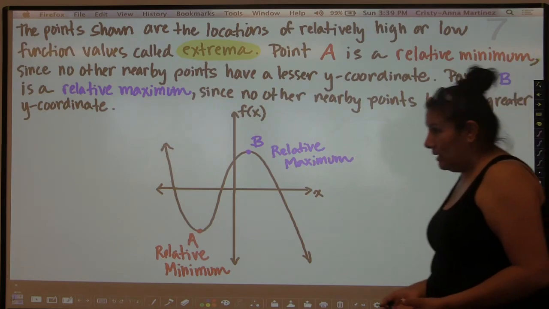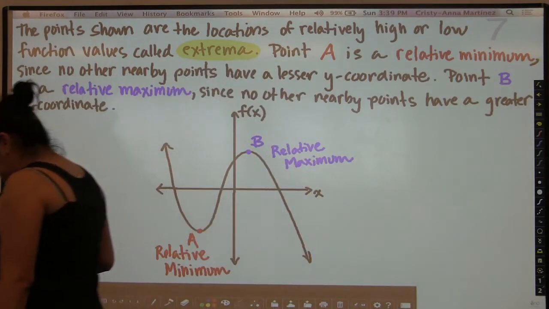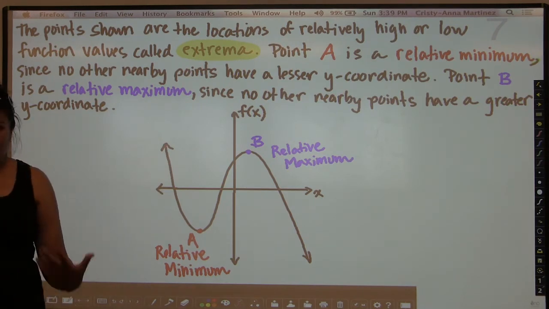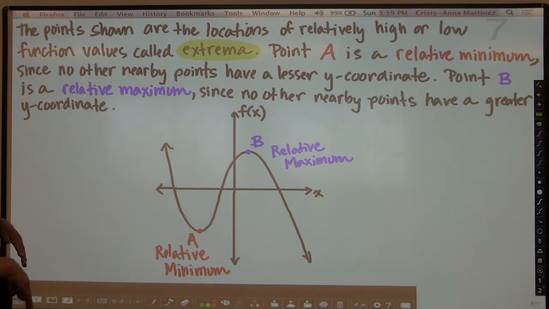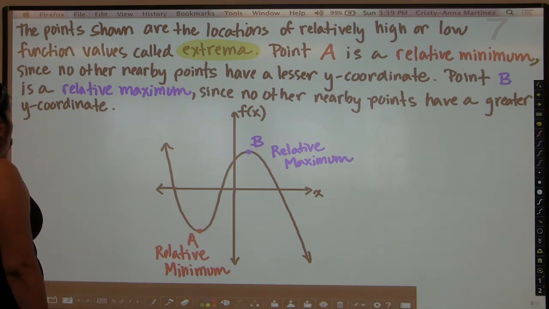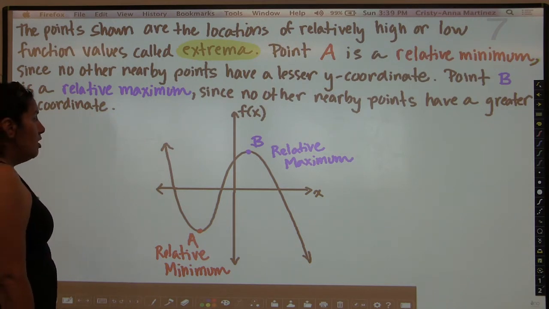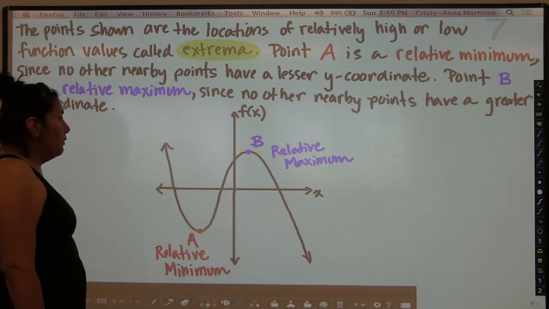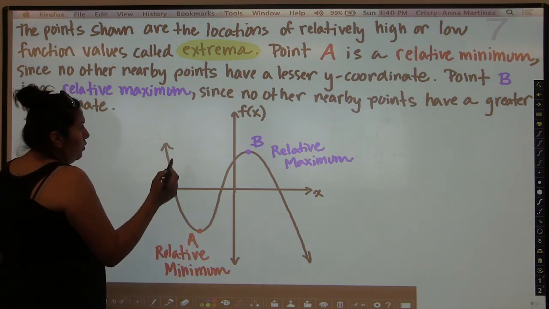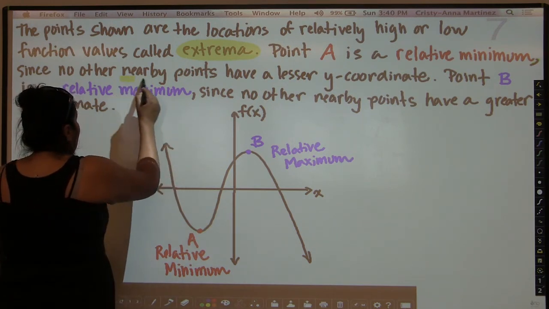And then we have extrema, okay? Extrema is basically another way of saying extremes, but it's plural. So there's two types of extremes. There's the extreme maximum and the extreme minimum. So here we go. The points shown, and I have 2 points shown here, are the locations of relatively high or low function values called extrema. Point A is what we call a relative minimum, since no other nearby points have a lesser y-coordinate. And when they say that, this is an important word, that no other nearby.